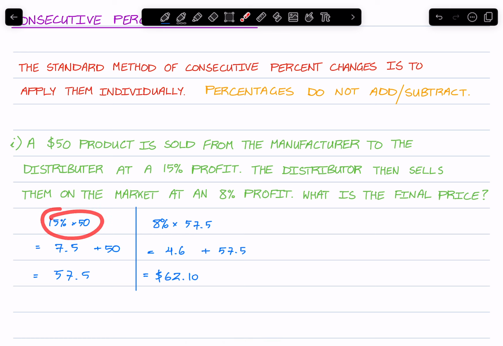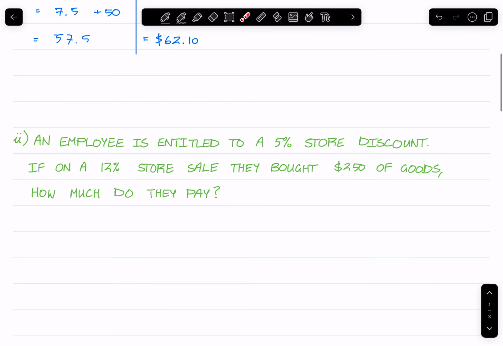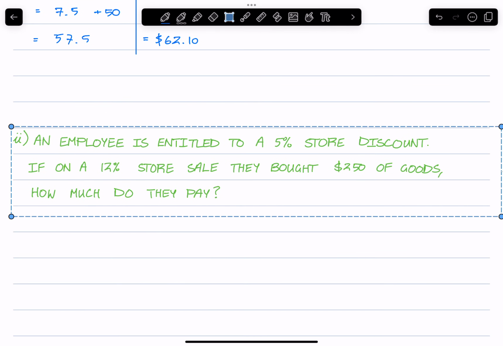So notice how we are applying them individually, applying the changes individually. We find 15% of 50, increase it, and then we find 8% of the new value and increase this amount. This is what we mean of applying them individually. And this is the correct way of doing it. We do not add or subtract percentages before we increase them.